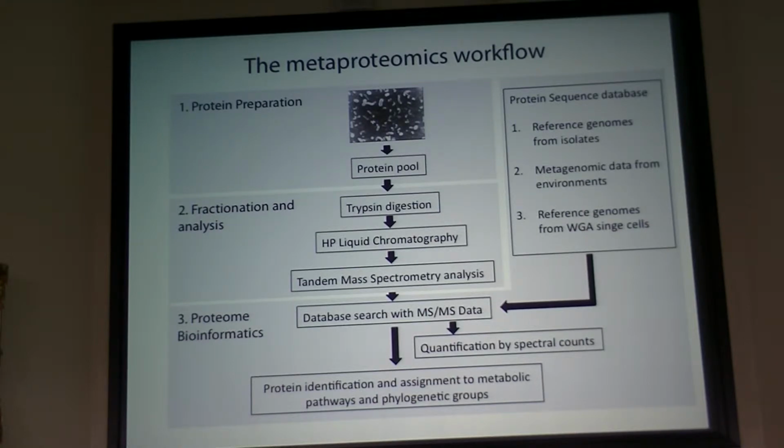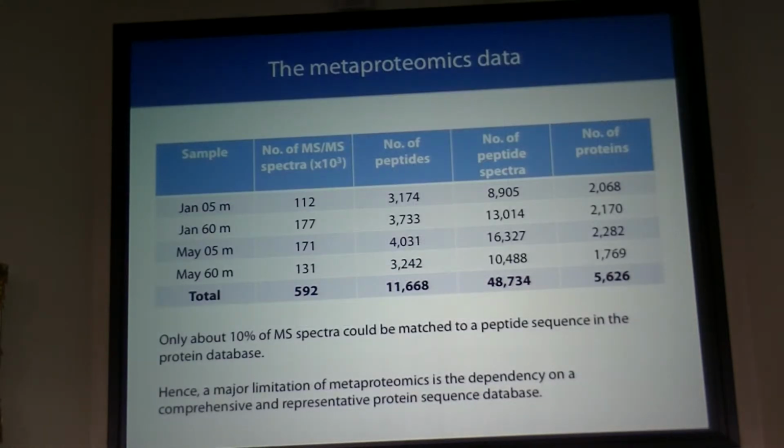And so for us, dealing with these complex environmental communities that are changing over time, we basically do the best we can. So our protein sequence databases have reference genomes from all isolates that are in the oceans. We have metagenomic data from the same environment, and then we also have reference genomes from whole genome amplified single cells. I haven't talked about that, but one really important technology that exists now is sorting single cells, amplifying those genomes, and then sequencing those genomes of single cells. And we could use those as references for identifying proteins that are expressed in the water column.